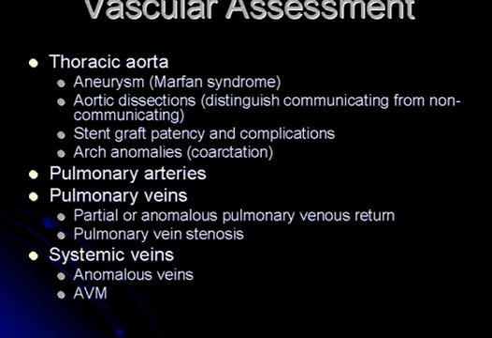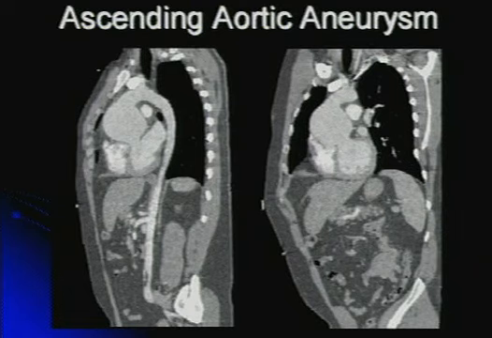Moving on to using CT imaging for vascular assessment, both for looking at the aorta as well as pulmonary arteries, pulmonary veins, and systemic veins. So we see in this example of a patient with an ascending aortic aneurysm with ECG gating, we have clear delineation of the ascending aortic walls, and we can see for sure that there is no dissection with this aneurysm.